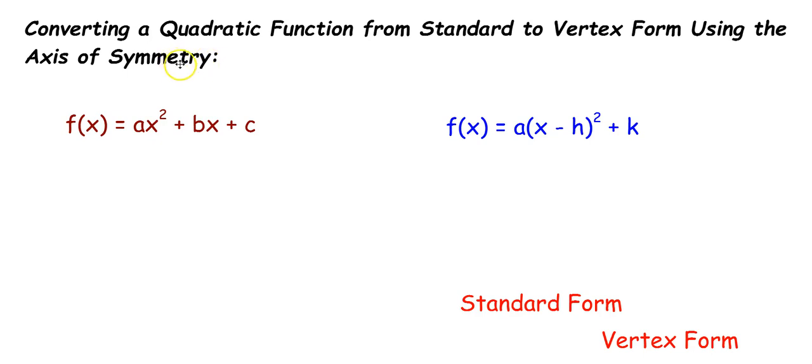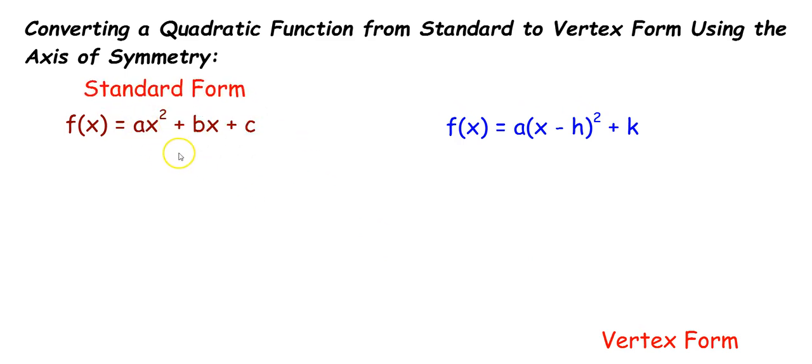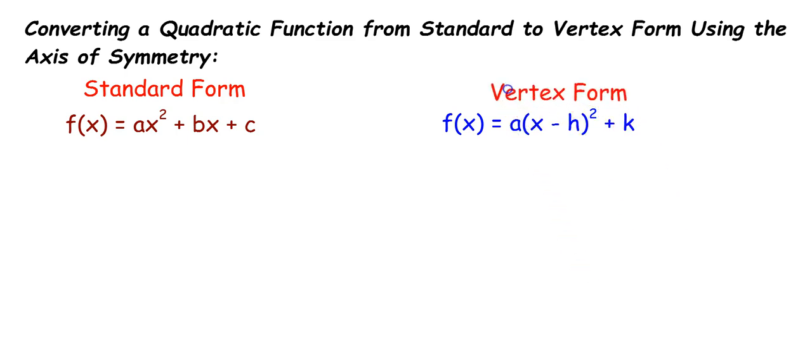In this video, we are going to learn the process of converting a quadratic function from standard to vertex form using axis of symmetry. So we have two functions here. f of x is equal to ax square plus bx plus c. It is in standard form, right? And f of x is equal to a times x minus h whole square plus k. That is given to us in vertex form.